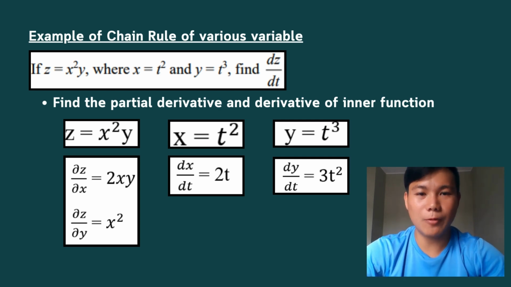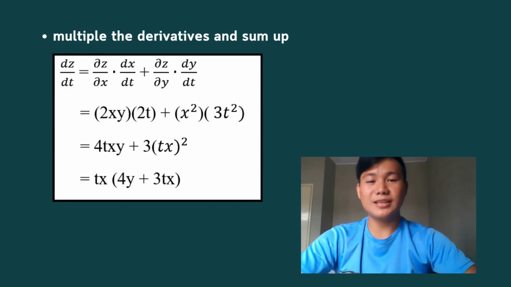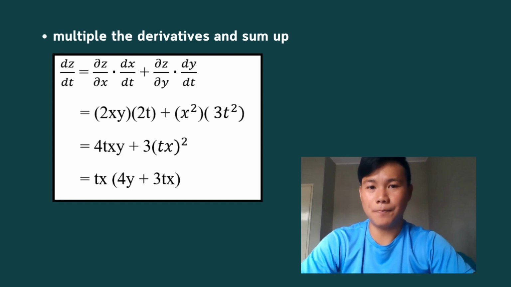If z equals x squared y, where x equals t squared and y equals t cubed, find dz over dt. First, we find the partial derivatives and the derivatives of the linear functions. For z equals x squared y, dz over dx equals 2xy, and dz over dy equals x squared. Next, for x equals t squared, dx over dt equals 2t. The last one, y equals t cubed, dy over dt equals 3t squared. The last step is to multiply the derivatives and sum up.